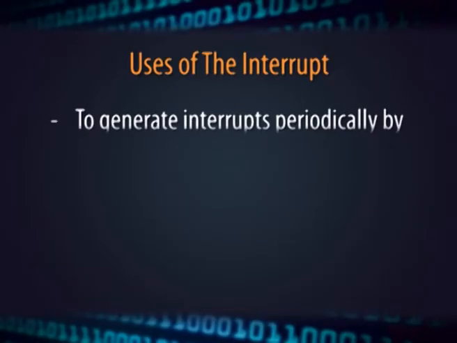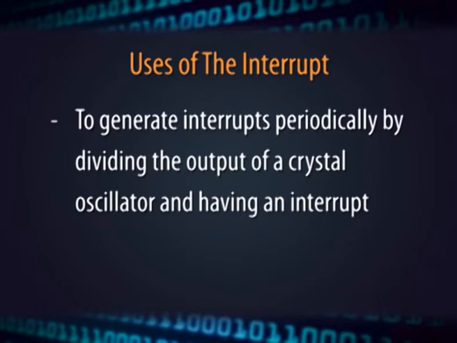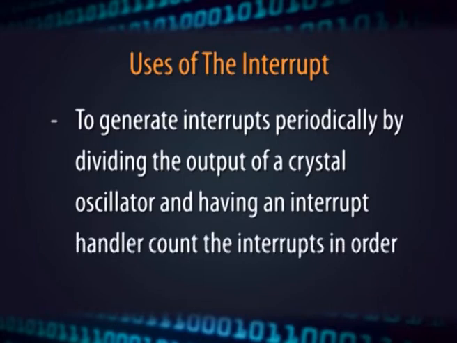One typical use is to generate interrupts periodically by dividing the output of a crystal oscillator and having an interrupt handler count the interrupts in order to keep time. These periodic interrupts are used by the operating system to maintain the current time and date. These systems are made operational with the help of a small battery and work even during the time when the system is powered off.